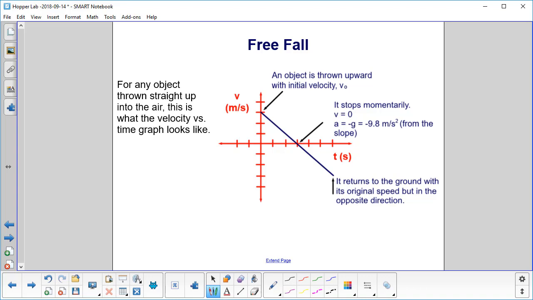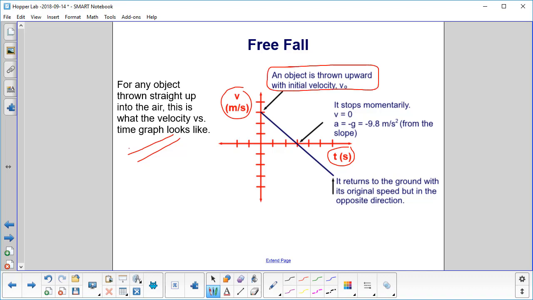Here's what this looks like on a graph. So we're throwing the object straight up in the air and then it comes down and hits the ground again. So what is our graph here? It is a velocity time graph. You always read the y-axis first. And you start with a certain velocity. Let's just count the marks. It looks like 3. So we have a velocity of 3 meters per second, for example. And that's the initial velocity v0.